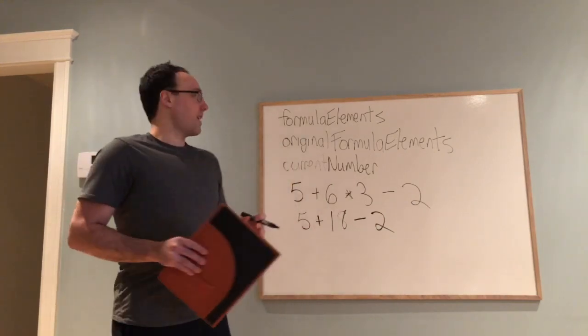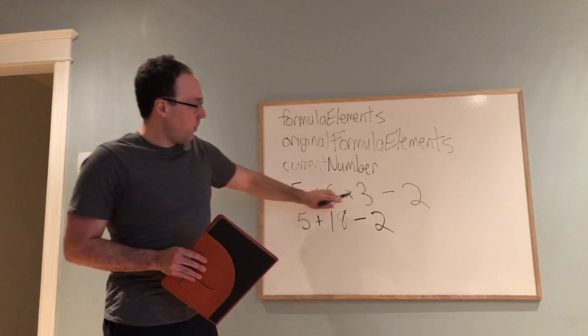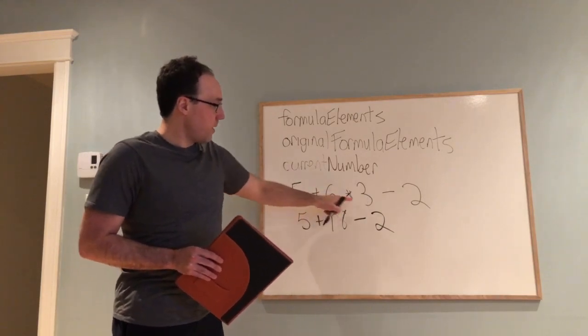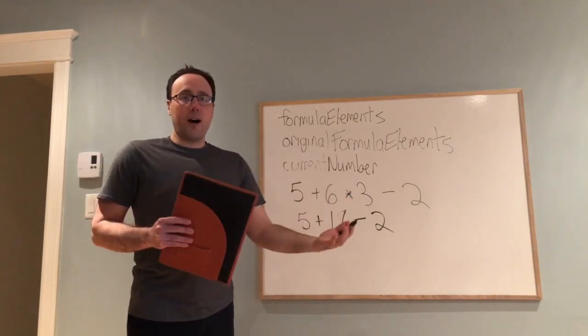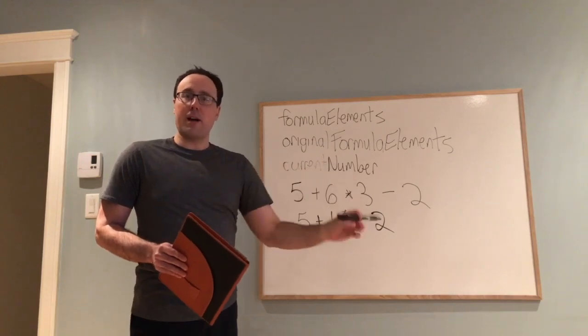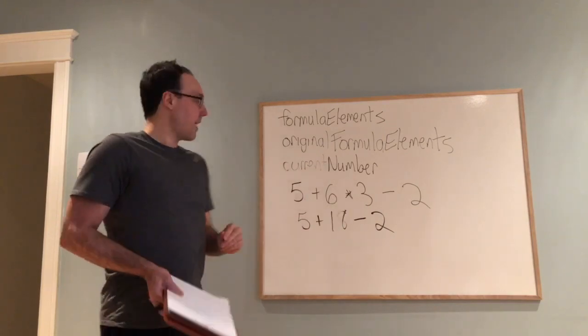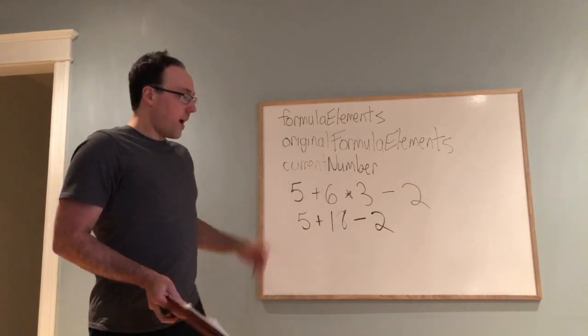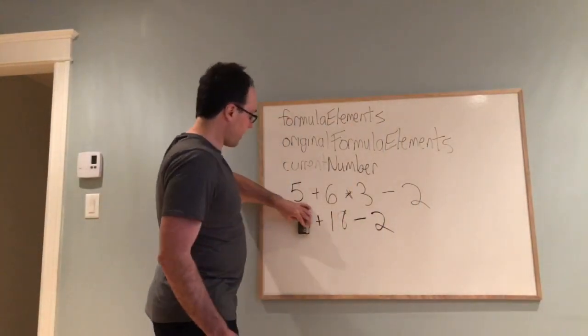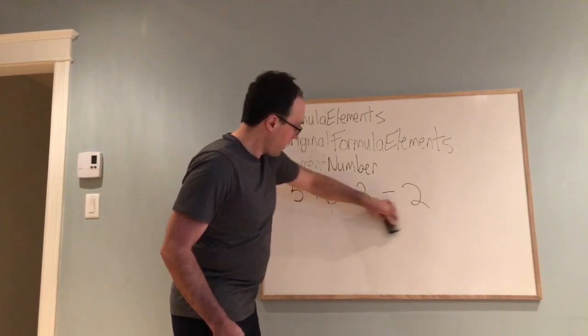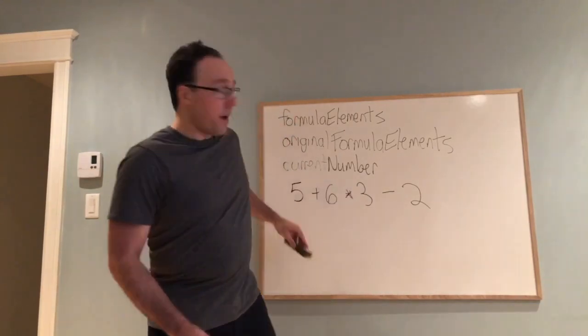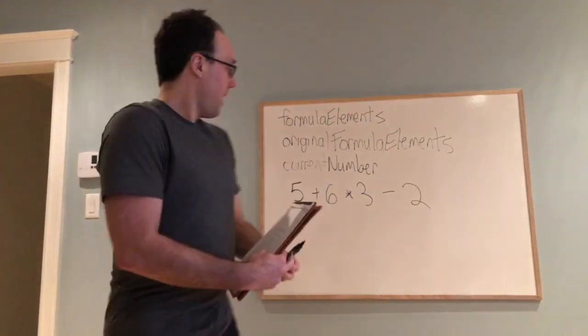Now, I still haven't exactly explained how we will handle doing the multiplication and division as the person's typing this stuff in, okay? But I don't think that that's that difficult. Let's try to do that example now, though, okay? So we have this example, 5 plus 6 times 3 minus 2, all right?